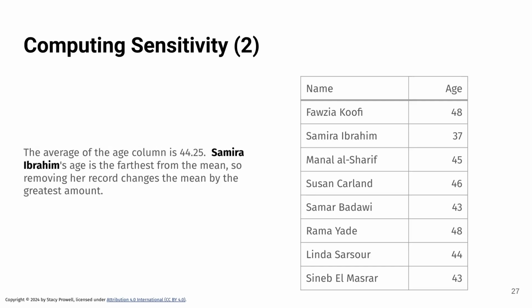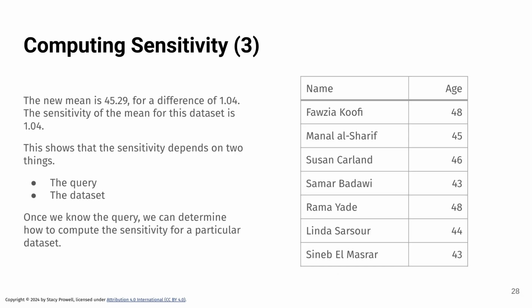Well, the average of the age column is 44.25. And Samira Ibrahim is the farthest from that. Her age of 37 is the farthest from the mean. So if I drop her row, I'll change the mean by the greatest amount. And so I do that, and the new mean is 45.29 for a difference of 1.04.